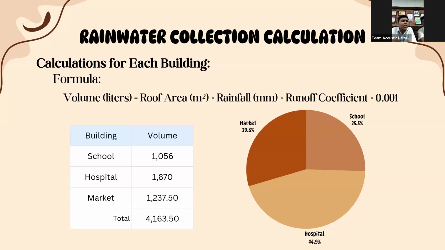We calculated the water that can be collected from different places, that are school, hospital, and market. In school, we get to collect 1,056 liters. In hospital, we get to collect 1,870 liters. And in market, we get to collect 1,237 liters. In market, we can use rain barrels, awnings, and overhangs to collect the water. The hospital contributes the maximum share for collecting the water.